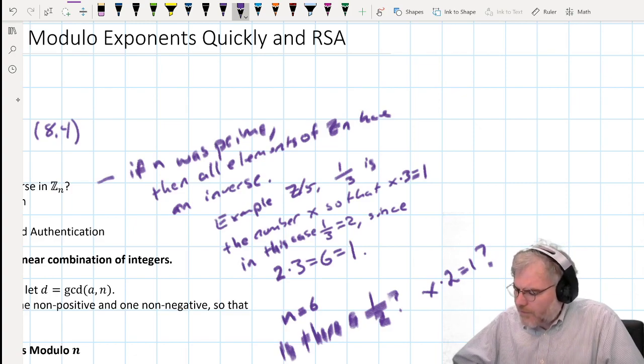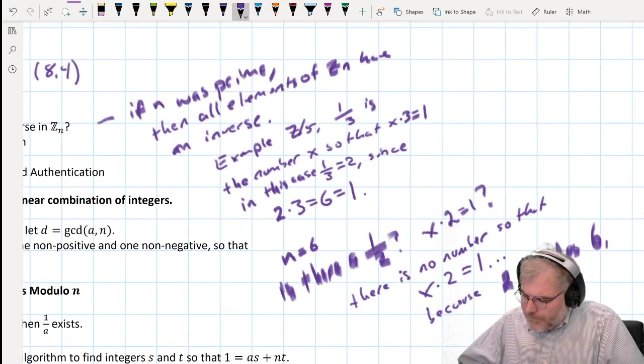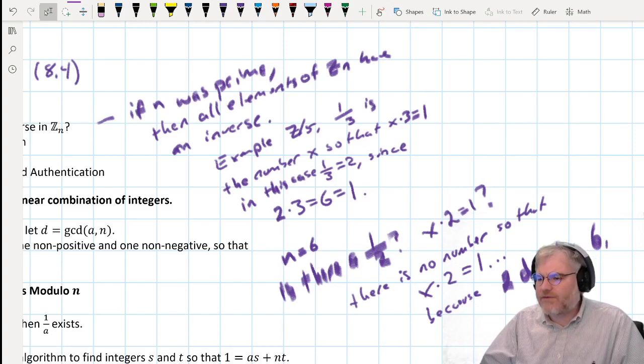So there is no number x so that x times 2 equals 1, basically because 2 divides 6. Okay. So the question is, when do I have one? 1 to 5, how do we feel about the question, when do I have one?